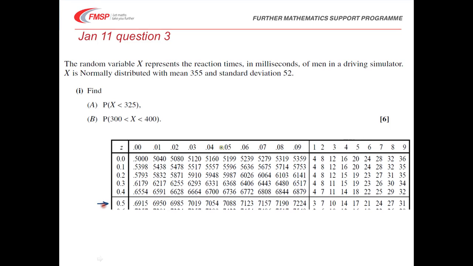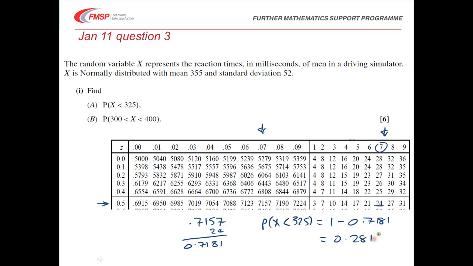So a z value of 0.577 comes from the table thus. So we look up 0.57, which is 0.7157, and we're going to add to the last two digits 24. So that's going to give me 0.7181. So then I said that the probability of working out the fact that x is less than 325 is going to be 1 minus this. That's what we wrote earlier. And if we do that, we get 0.2819. Okay, and that will be your final accuracy mark here.